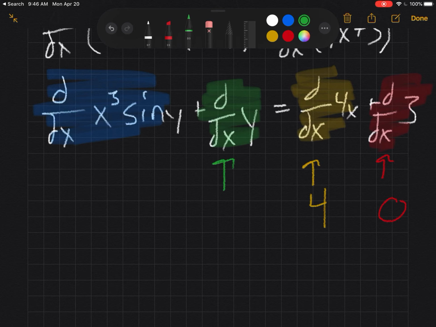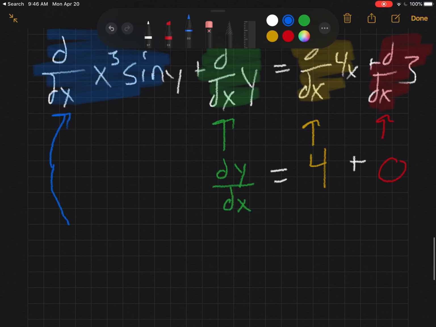The derivative with respect to x of a constant is 0. The derivative with respect to x of 4x is 4. The derivative with respect to x of y. Now remember, we're taking the derivative with respect to x of a function y. And so this just becomes the derivative of y with respect to x. Whatever that y function is, this is its derivative.